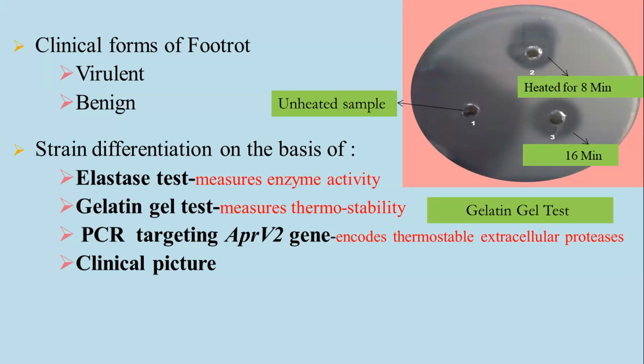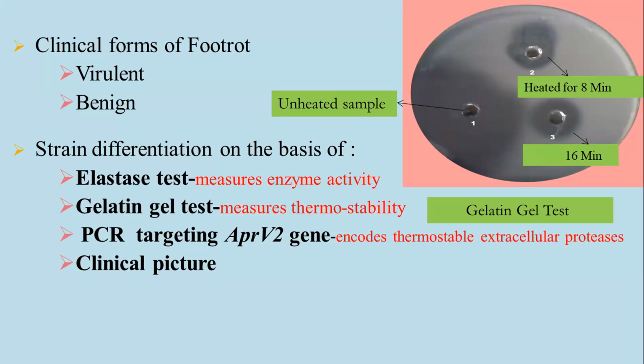But the benign form is self-limiting, self-curing. So if the animal is affected with the benign strains, the disease will self-cure. It is self-limiting. So it is not the target. Our target should be the virulent. So how to differentiate these? For example, the animal is infected with a bacteria. How will we know whether it is virulent or whether it is benign?